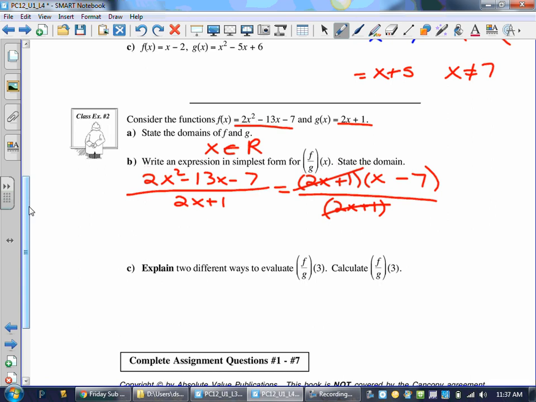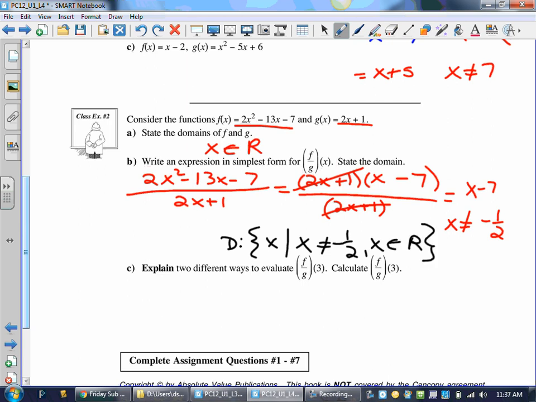So I'm left with x minus 7. But I have a restriction that x cannot equal negative 1/2. So there will be a point of discontinuity there. It says state the domain. So I guess I could write that over here. The domain would be x such that x cannot equal negative 1/2, where x is an element of real numbers. There's your actual nice little domain.